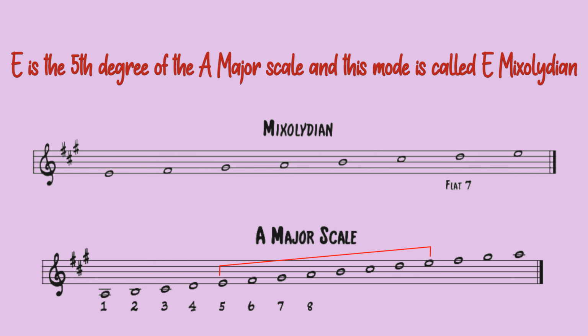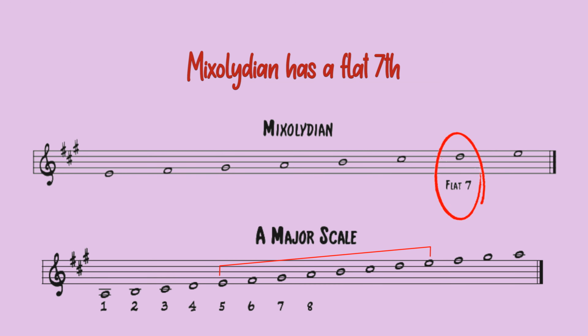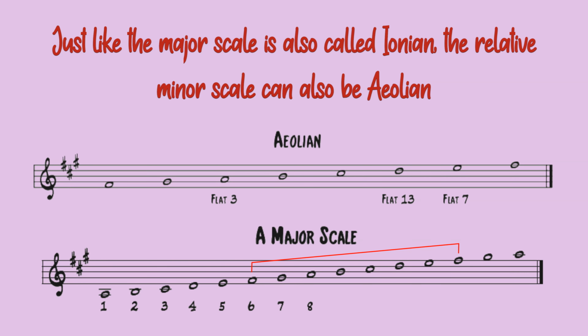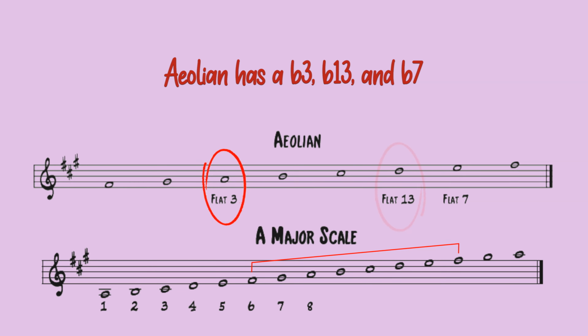E is the fifth degree of the A major scale, and this mode is called E Mixolydian. Mixolydian has a flat 7. F sharp is the sixth degree of the A major scale, and this mode is called F sharp Aeolian. Just like the major scale is also called Ionian, the relative minor scale can also be called Aeolian. Aeolian has a flat 3, flat 13, and flat 7.